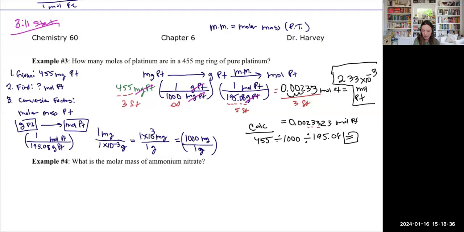Questions on number 3? So we're given milligrams. We want to find moles. Remember, grams to moles is molar mass. To use a molar mass, then we need to convert from our milligrams to our grams.